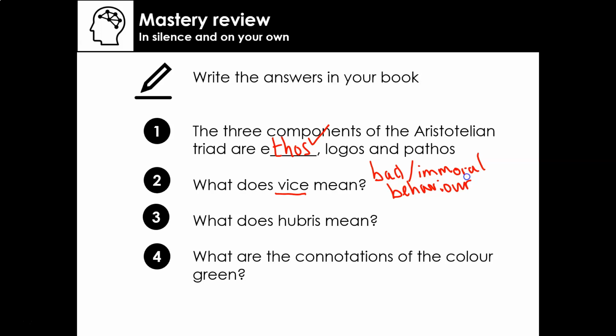Okay, number 3, what does hubris mean? Again, you should have come across hubris a few times in your learning, whether that's through a study of Greek mythology perhaps, or even through our study again of the Canterbury Tales. So hubris means excessive pride or self-confidence.